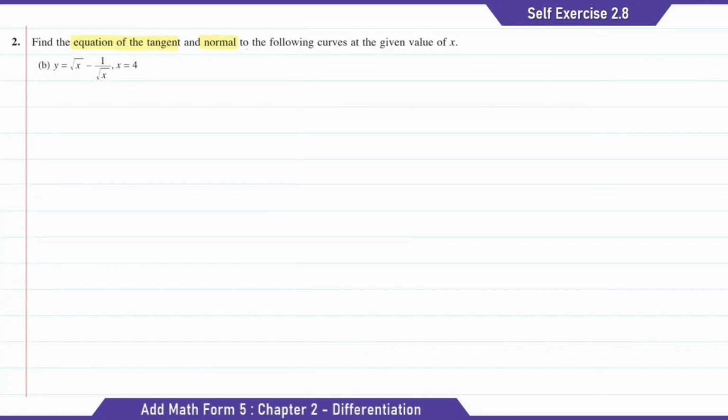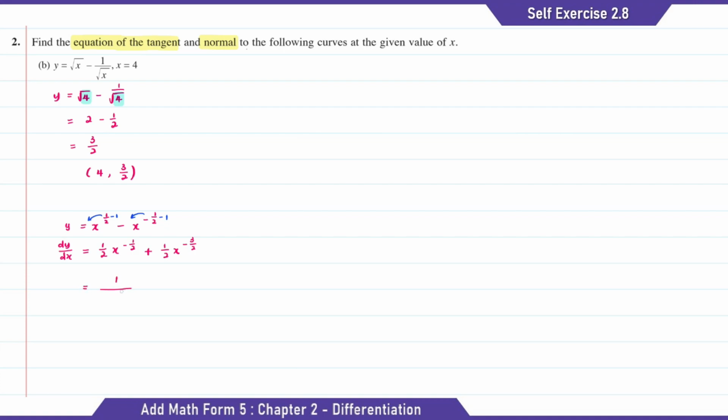Question B. To find the coordinates of the point, substitute x equal to 4 into the equation. This is equal to 2 minus 1 over 2, which is 3 over 2. Then the coordinates will be 4, 3 over 2. To find the first derivative dy dx, I'm going to write the equation as y equal to x to the power of 1 over 2 minus x to the power of negative 1 over 2. dy dx is equal to 1 over 2, x to the power of negative 1 over 2, plus 1 over 2, x to the power of negative 3 over 2.